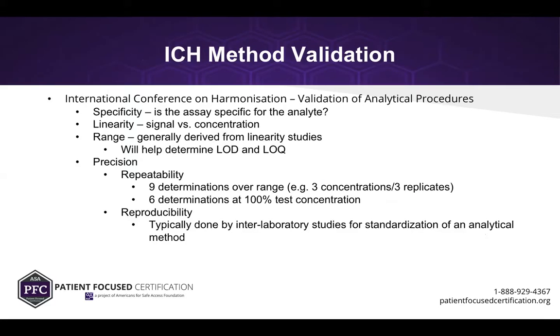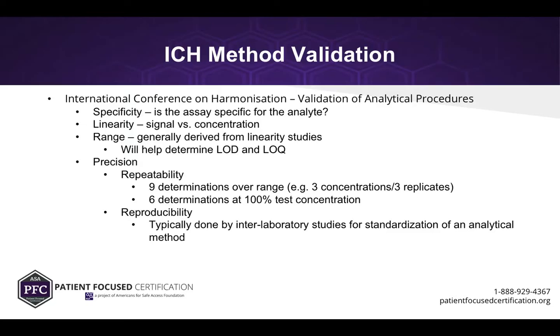The International Conference on Harmonization, also collectively known as ICH, has a validation of analytical procedures. And there are some questions that you want to ask yourself as you start to review, such as the specificity. Is the assay specific for the analyte? You can't necessarily pick up terpenes in a cannabinoid method. You can probably see some of them, but not all of them. So you want to make sure that your assay is really specific to the analyte that you're looking for.